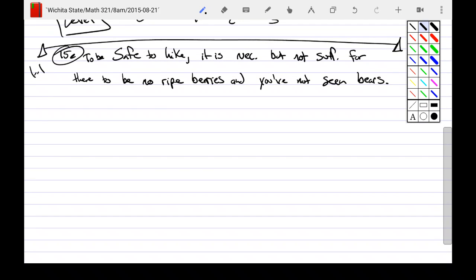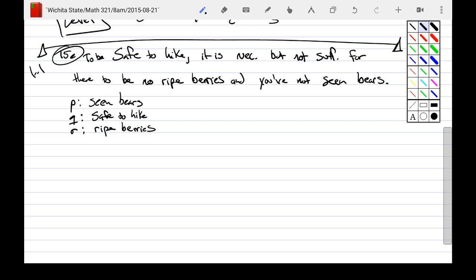This is actually an application. It's in 1.1, but this is an application of logic. And so one of the questions was, could you put this in symbolic form? And the book did P denotes that you have seen bears. Obviously, that's not an actual English sentence, but in your head, fill out the English sentence. Q denotes it is safe to hike. And then R denoted that you have ripe berries. Now, those are actual sentences, but I'm tightening down just for the sake of time.